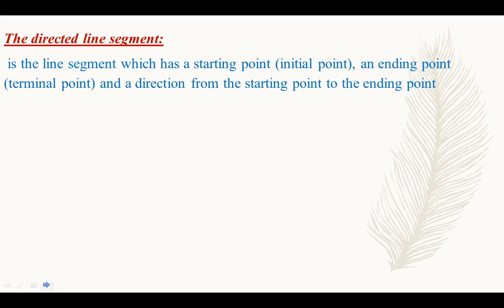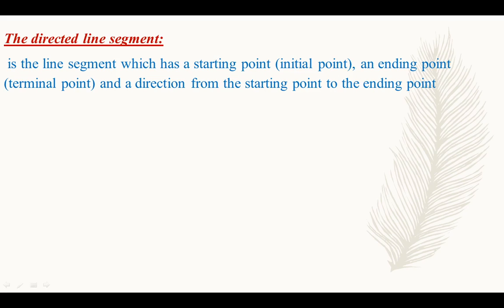Now we are going to study the directed line segment. What is the directed line segment? The directed line segment is the line segment which has a starting point, initial point, and ending point, terminal point, and a direction from the starting point to the ending point.